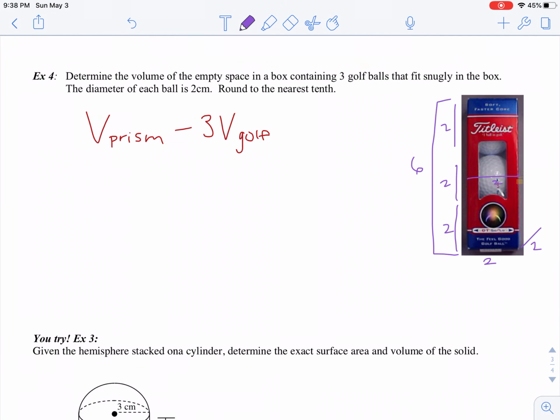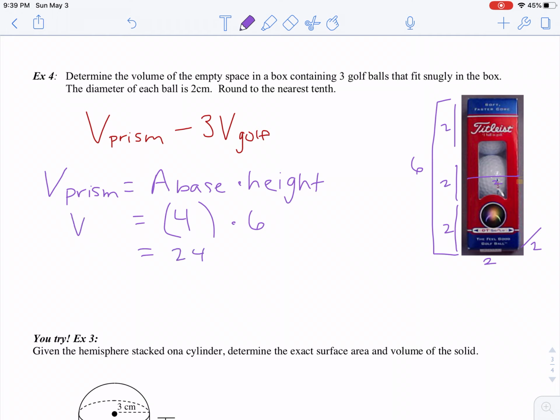So to find the volume of the prism, I'm going to take the area of the base times the height. The area of my square base is going to be 2 times 2, which is 4. My height is 6, so the volume of the prism is 24.